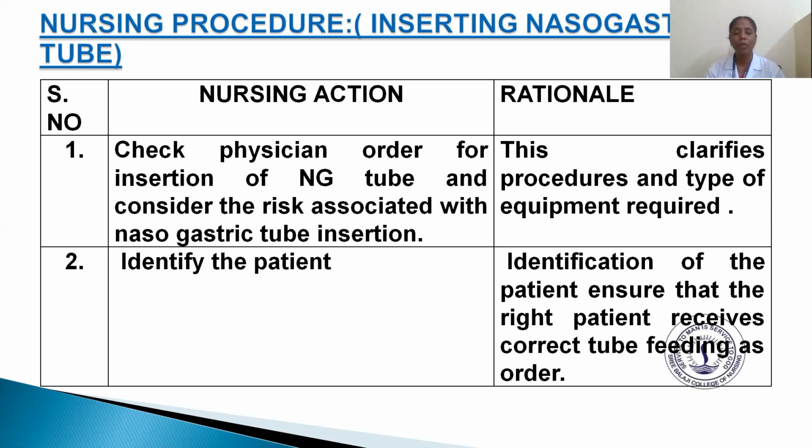One thing: check the physician order, then it is easy to select the type of equipment. That is the rationale. Another one: identify the patient, then you can give the correct tube feeding as in your order to the right patient. That is the rationale. These are two nursing actions and two rationales.